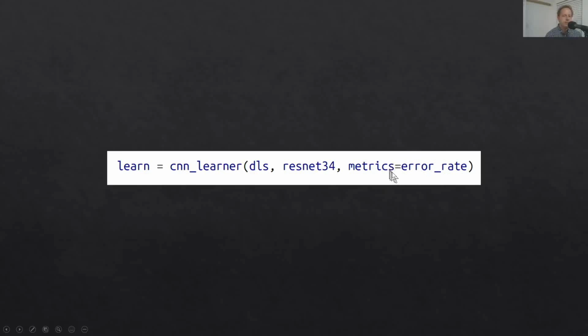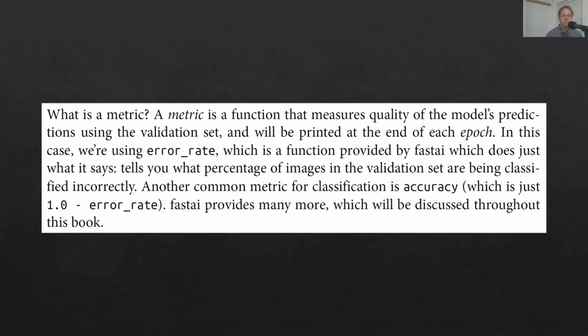So error_rate is the name of a metric, and it's a function that just prints out what percentage of the validation set is being incorrectly classified by your model. So a metric is a function that measures the quality of the predictions using the validation set. Another common metric is accuracy, which is just 1 minus error rate.